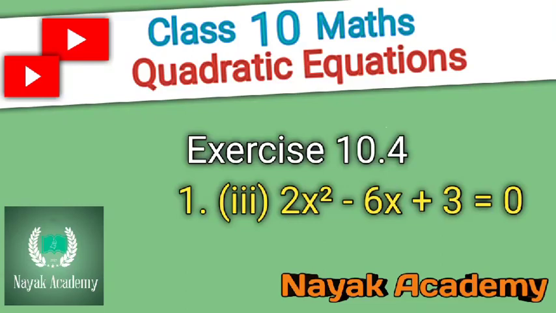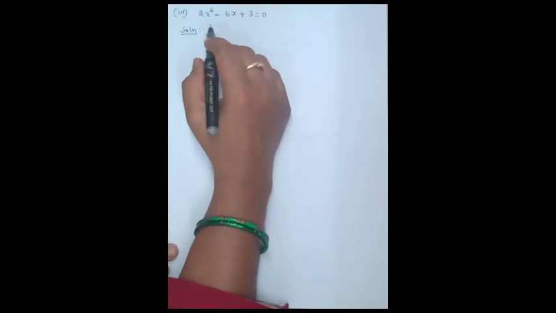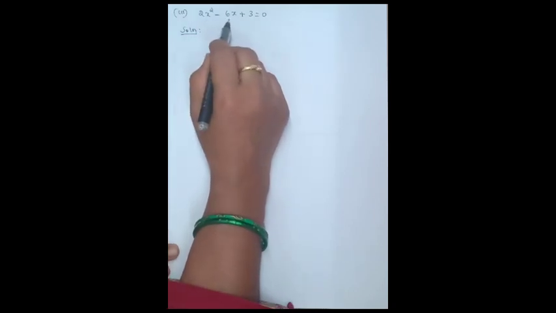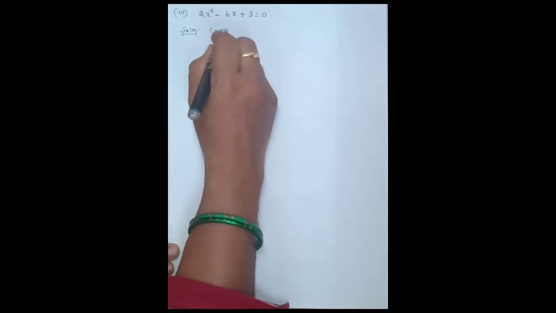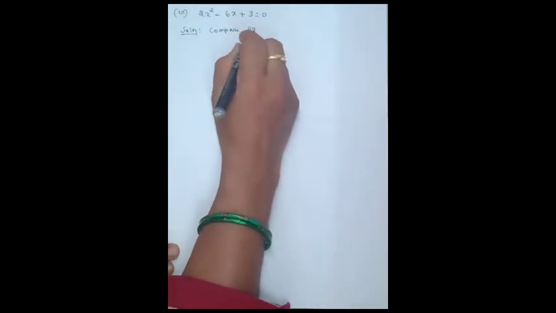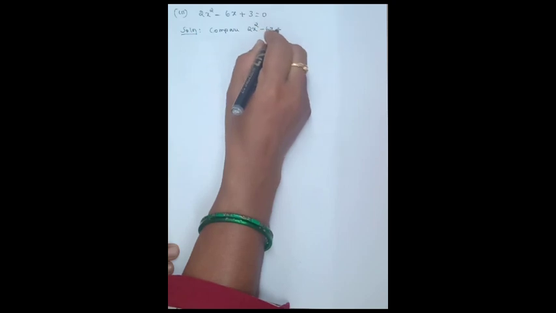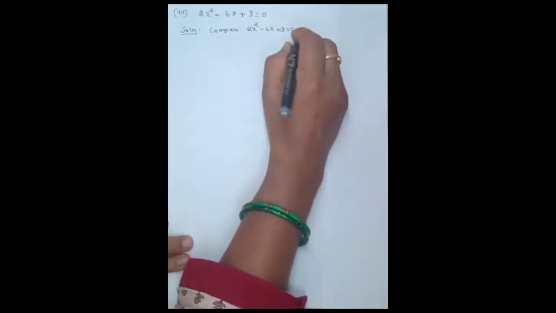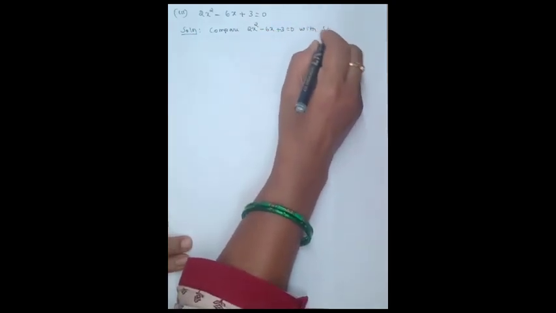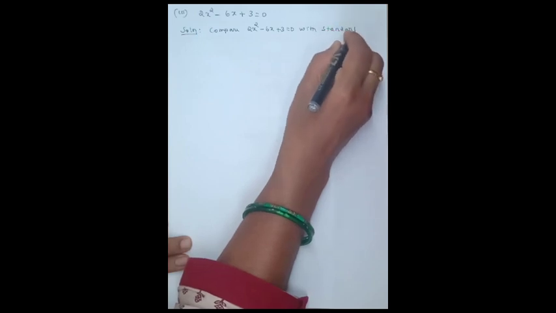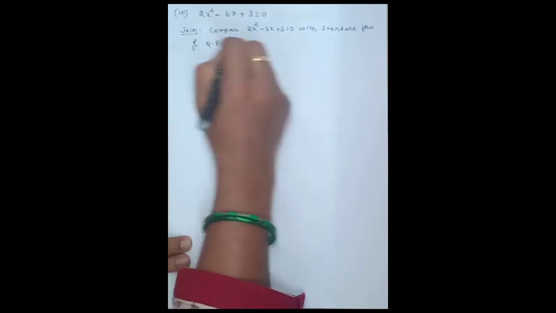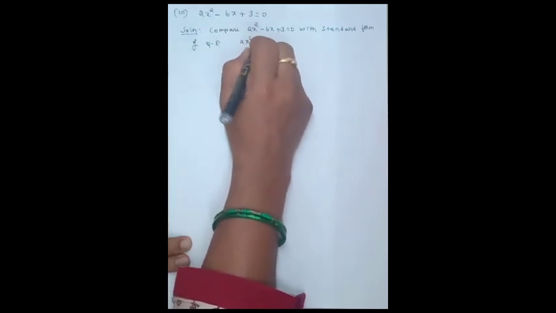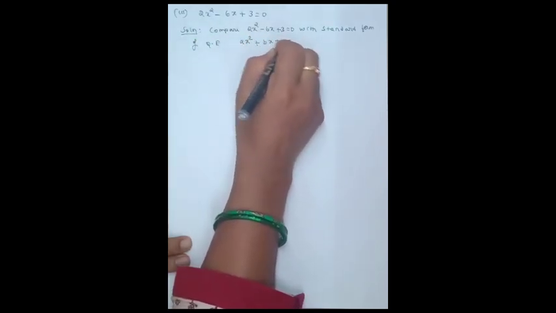Hello everyone, let us solve the first main third problem of the chapter quadratic equations. The given quadratic equation is 2x² - 6x + 3 = 0. First we need to compare the given quadratic equation, 2x² - 6x + 3 = 0, with the standard form of a quadratic equation, that is ax² + bx + c = 0.